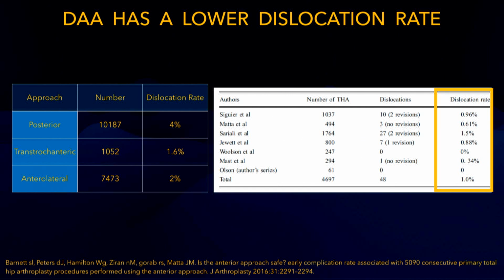DA has a cumulative lower dislocation rate. This was a massive study consisting of 25,000 patients where the DA approach surgeons were the same group of surgeons who did DA and posteriors, and they found that their dislocation rates were less than half in their direct anterior approach hip replacement surgeries when compared to their posterior or conventional approaches to hip replacement surgery.